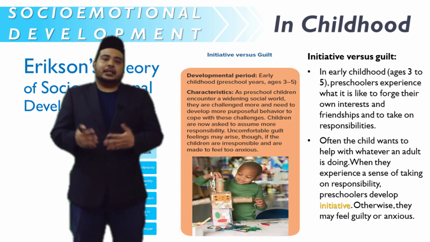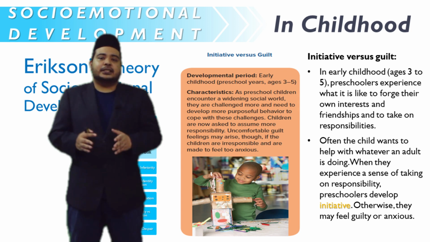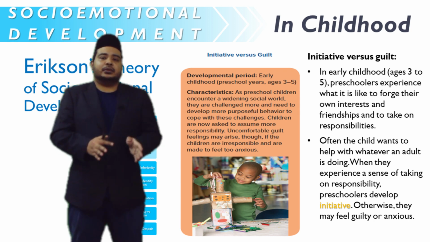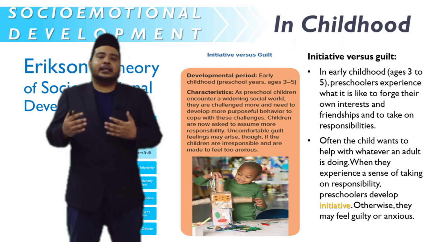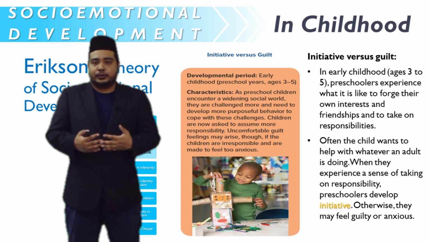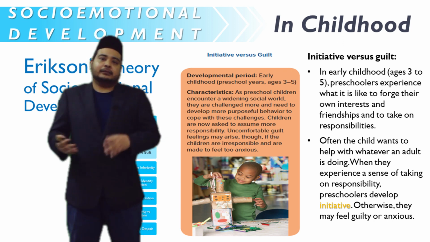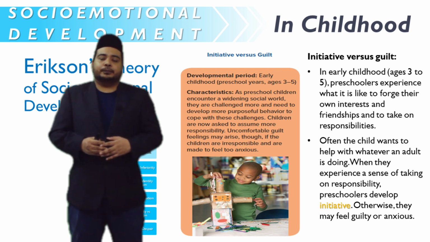The third stage in Erikson's theory of social development is initiative versus guilt. In early childhood, between the ages of 3 and 5 years old, preschoolers experience what it's like to forge their own interests and friendships, and at the same time try to take on responsibilities. These are the ages when our younger brothers or sisters or our children are sent to preschool.